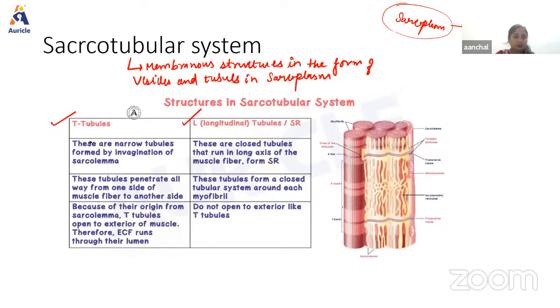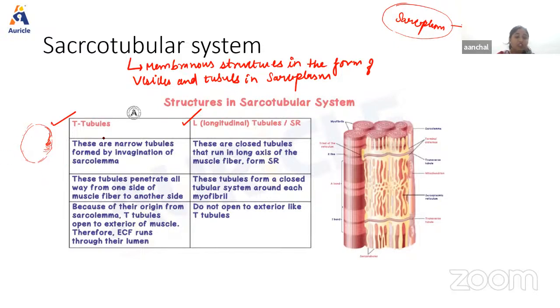So, what is a T-tubule? T-tubules are narrow tubules formed by the invagination of the sarcolemma. Okay, so if this is the muscle and this is the sarcolemma, basically T-tubules are extensions of the membrane which invaginate into the muscle.